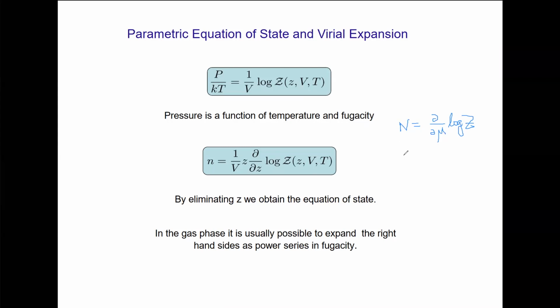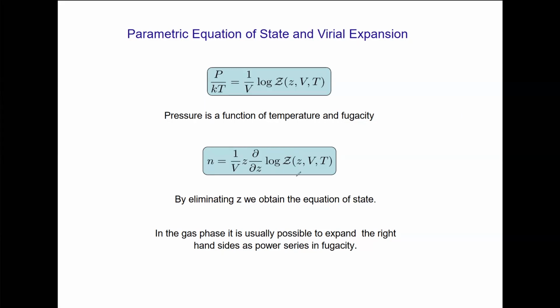Now, this capital N is nothing else as the density times V. So we can write the expression for the density, which is the second equation, as 1 over V, z d/dz of log Z. And these two equations now provide us with the equation of state.